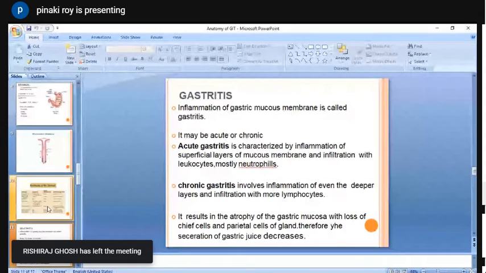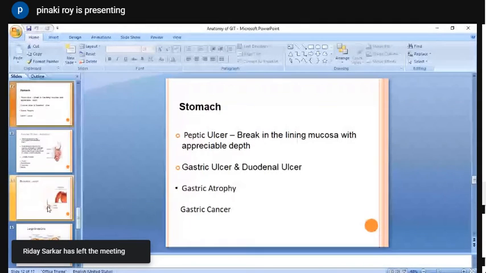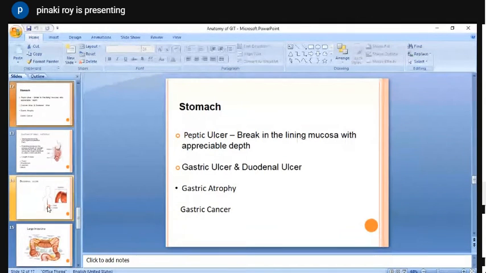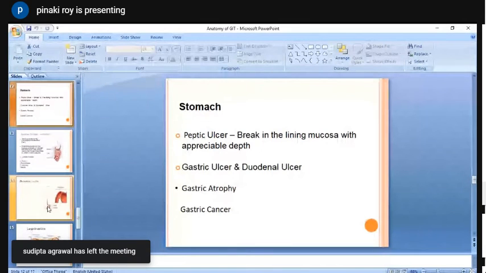So that is one thing, the inflammation of the gastric mucosa, that is gastritis. Another thing, ulcer formation, that is peptic ulcer. Peptic ulcer usually consists of gastric and duodenal ulcer. Regarding ulcer, any mucosal break with appreciable depth is called peptic ulcer, mostly more than 5 millimeter in length or diameter. If it is more than 5 millimeter in length, usually in endoscopy we find a mucosal break of more than 5 millimeter, and it is called an ulcer.